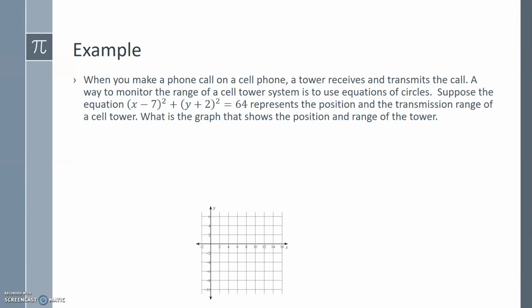Suppose the equation (x - 7)² + (y + 2)² = 64 represents the position and the transmission range of a cell tower. What is the graph that shows the position and range of the tower? So essentially we're taking our equation of the circle and we are graphing it.